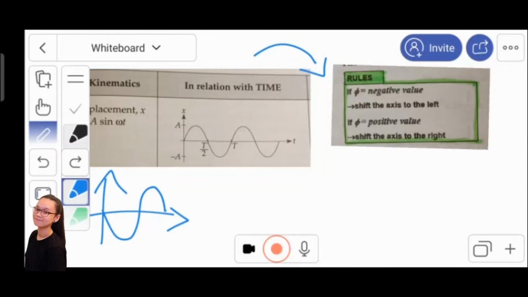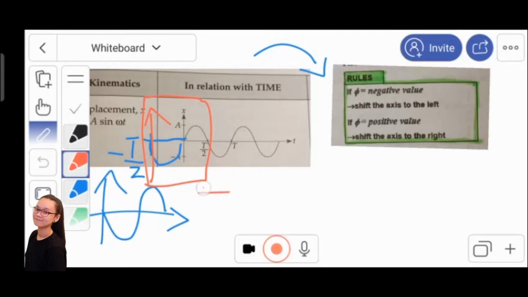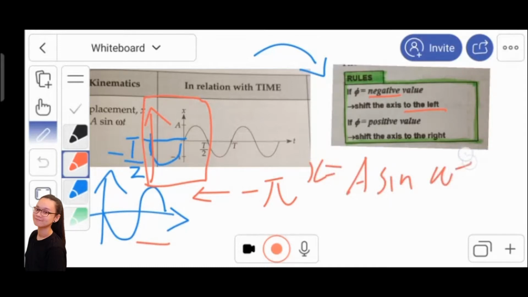So we extend our negative x-axis first and continue the sine graph. Here is negative t, minus 2. Let's change to a different color. Here is our y-axis, so our graph is right here. We can see obviously we have shifted our y-axis to the left by an angle of negative pi. Why negative? We have shifted the axis to the left, so it's a negative value. So we get the second formula of this kind of graph as S equal to A sine omega t minus pi.